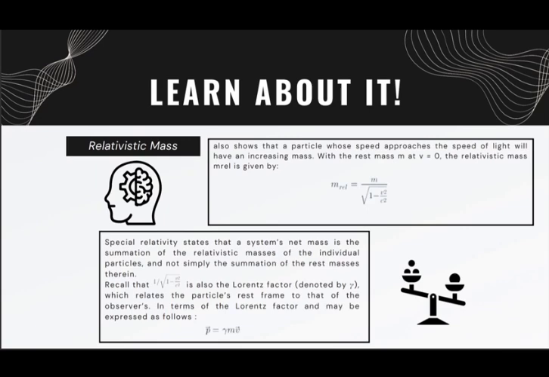Next we have the relativistic mass. Relativistic mass is a mass assigned to a body or an object in motion. Special relativity states that a system's net mass is the summation of the relativistic masses of the individual particles and not simply the summation of the rest masses therein. So the formula of relativistic mass is m over the square root of 1 minus v squared over c squared.